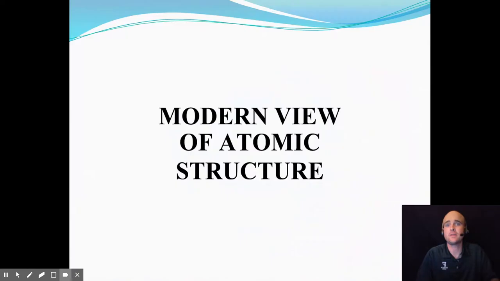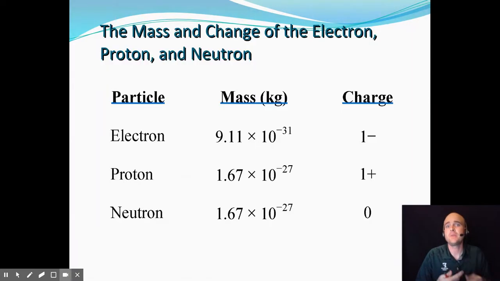Let's talk about the modern view of atomic structure. We know that there's a proton, electron, and neutron. The proton has a positive one charge, the electron has a negative one charge, and the neutron has a charge of 0. We also know that they have mass. Protons and neutrons have the same mass. The only difference is their charges, but the electron has a very teeny tiny amount of mass.